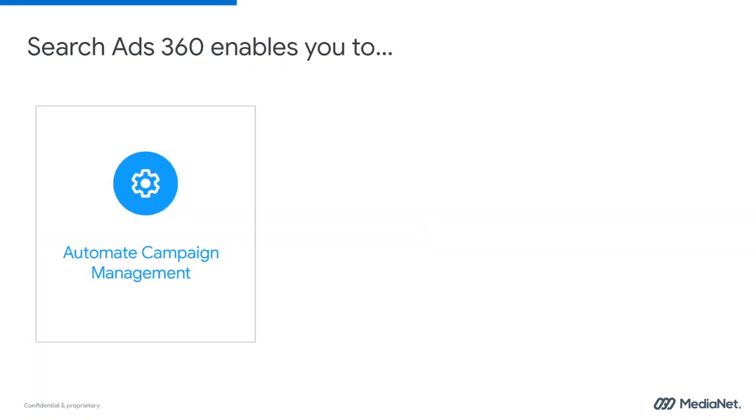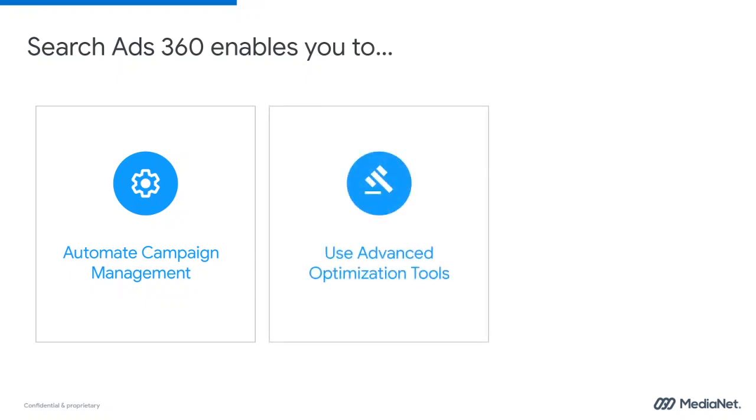Search Ads 360 really unlocks three main benefits. The first is to automate campaign management, which allows you to set up, optimize, manage, tweak, and edit your search campaigns across all search engines in one place at scale. The second is to use advanced optimization tools, which allow you to automate bidding, budget management, structural changes, event-triggered changes, and more in a single platform.